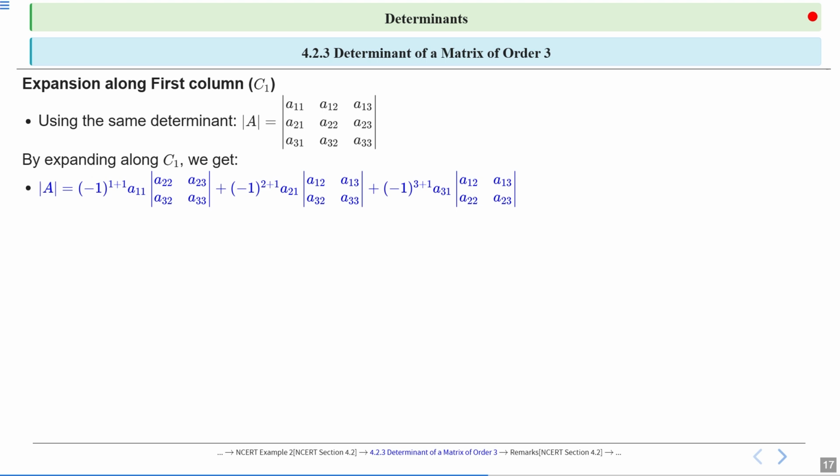Then the third element of column 1 is a31. So we multiply with minus 1 to the power 3 plus 1 and then multiply with the determinant of order 2 cross 2, which is obtained by deleting the third row and first column. Okay. So by using the formula of the 2 cross 2 determinant, just expand it. We get minus 1 to the power 1 plus 1, which is positive. So just multiply the diagonal elements, minus the off-diagonal elements, and we get this expression.